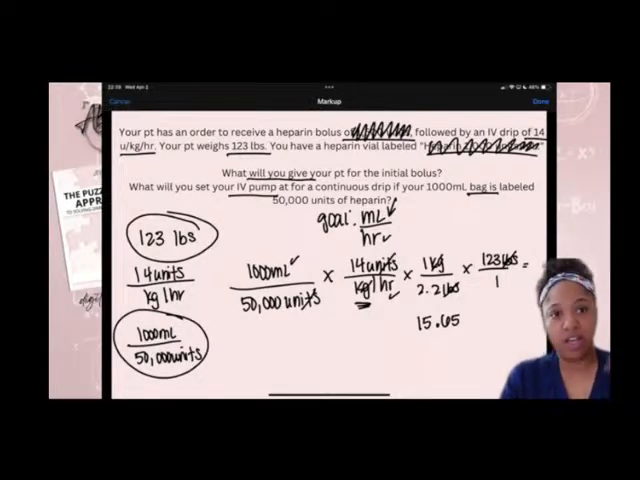Okay? So if this asks us to round to the nearest whole number, what would our answer be?